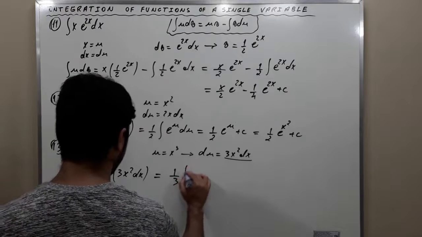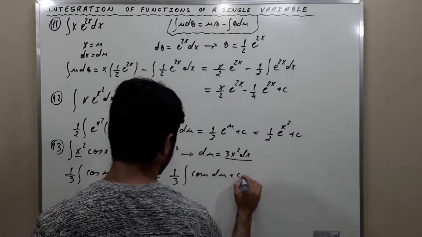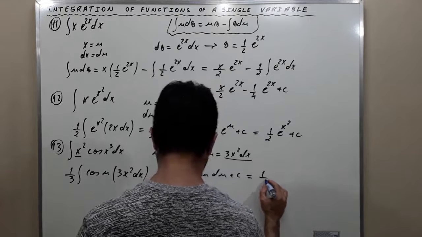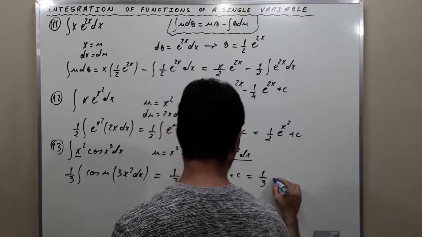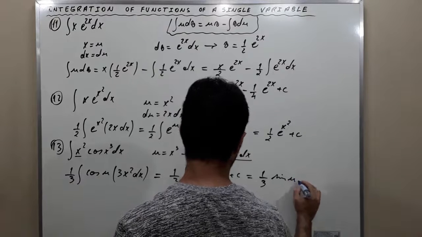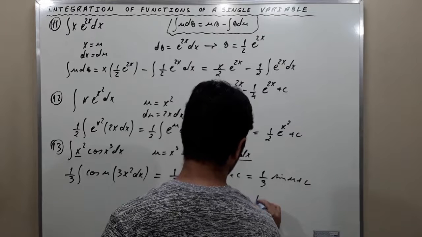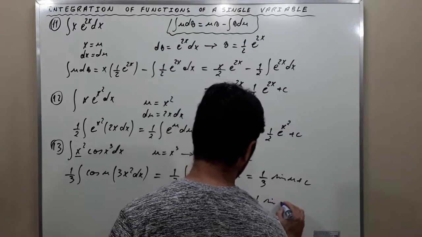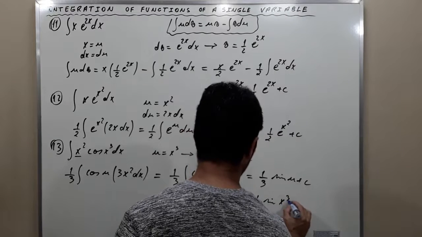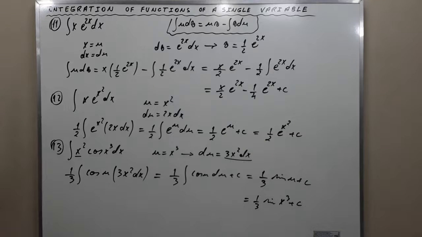It's a third of the integral of cosine u du plus c, and then it comes to a third of the sine u plus c, or a third of the sine of x cubed plus c. And this is the result of exercise 13.